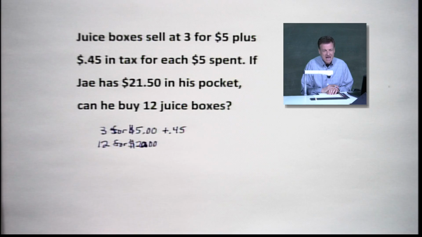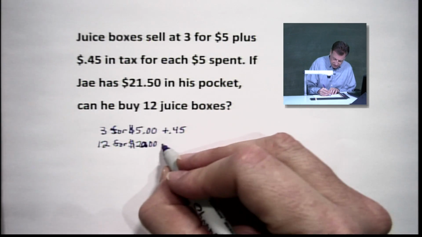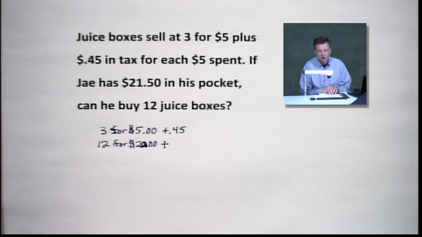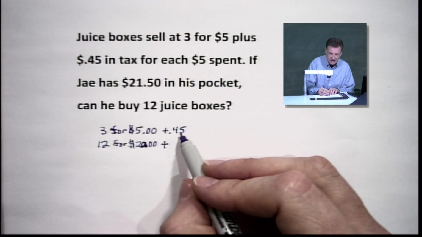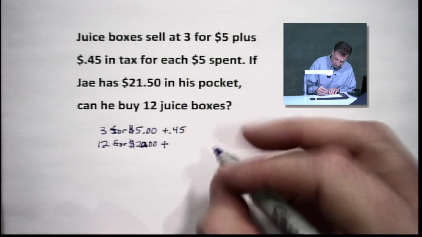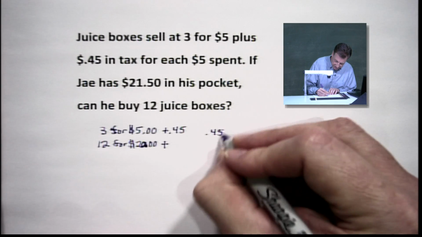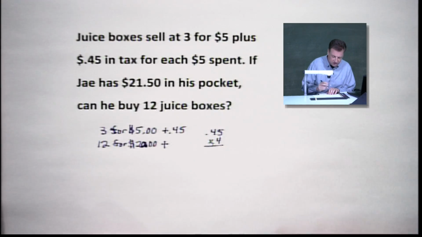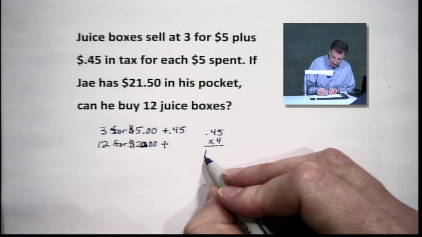There. Now, the question is, if each $5 is worth 45 cents of tax, you've done this 4 times, so let's multiply 4 times 45. Can you do that in your head? Well, if not, let's put it out here on the side. But that's got to be multiplied too, because that's the tax they're going to charge each time. And you know what? I'm counting $1.80.